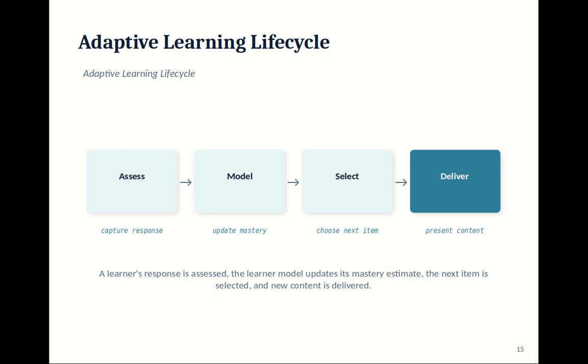Adaptive learning lifecycle: capture response, assess, update mastery model, choose next item, select, present content, deliver. A learner's response is assessed, the learner model updates its mastery estimate, the next item is selected, and new content is delivered.